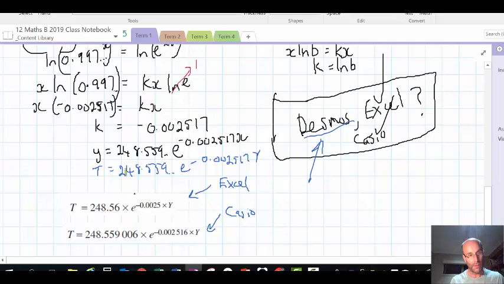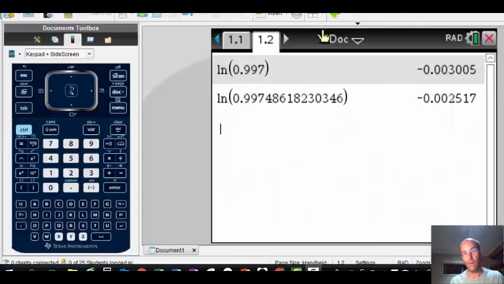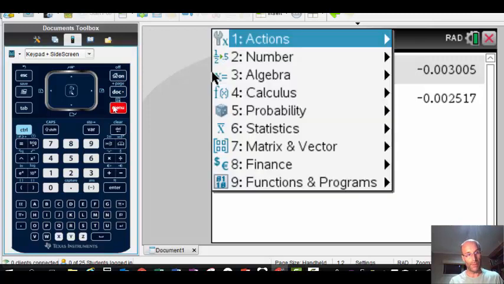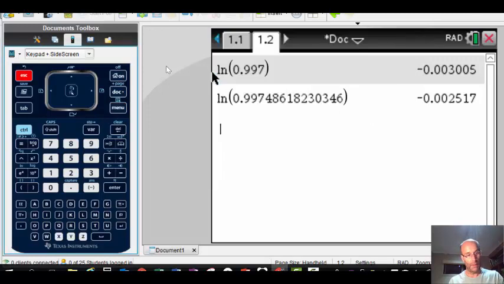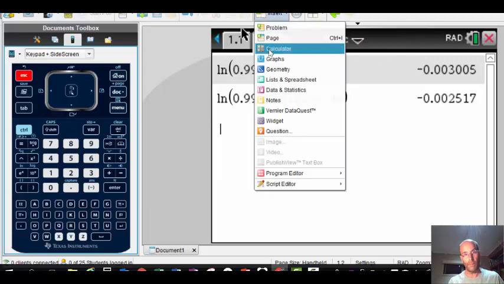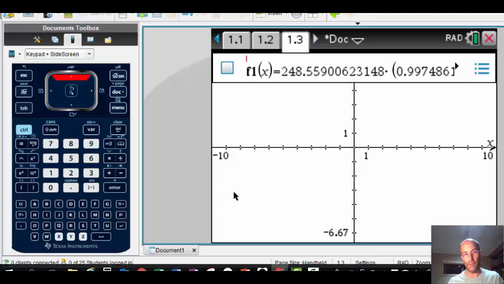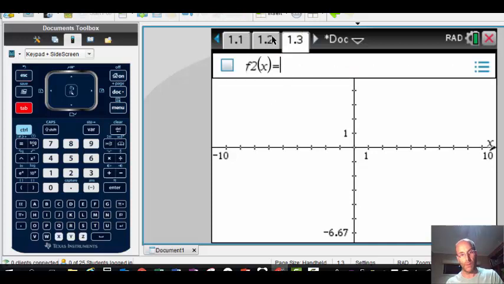Let's compare our answers to them. So 248.55, yep, that's good. Negative 0.002517, yep, rounding maybe, but that's pretty good. So we've got an answer. Now we can just sub in if we like, or we can add graph, and we had that saved into, it's not converted, but it's saved into F1. We could put the other one in F2, it'll plot the same graph.